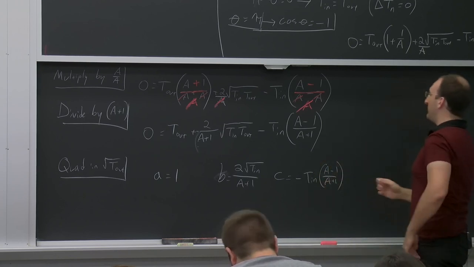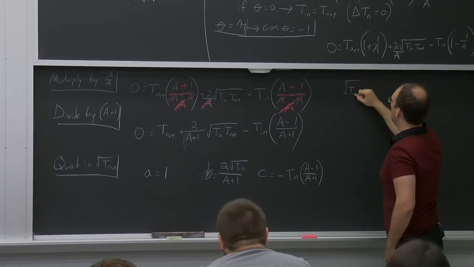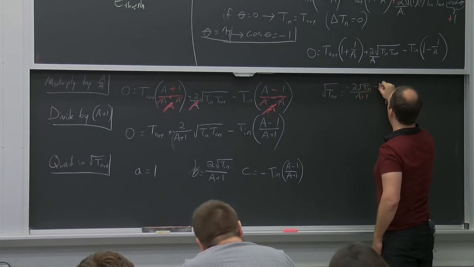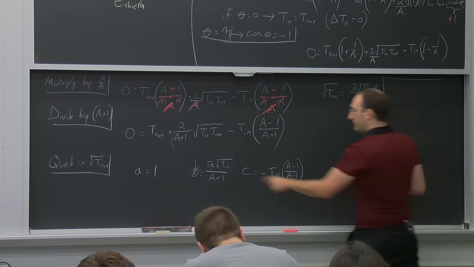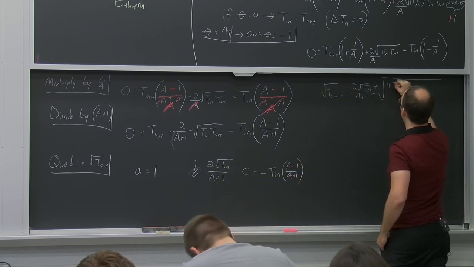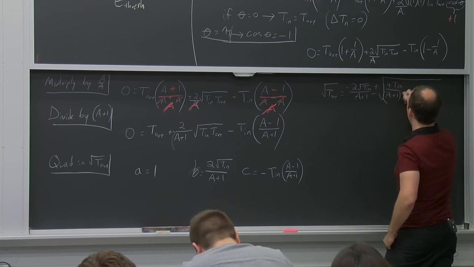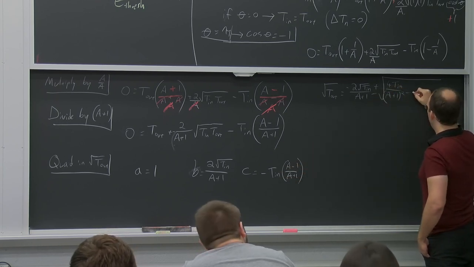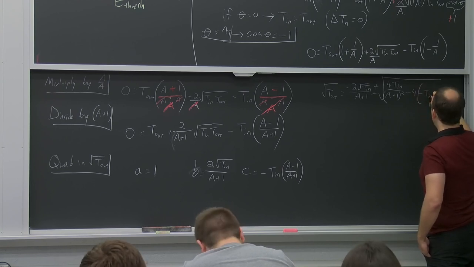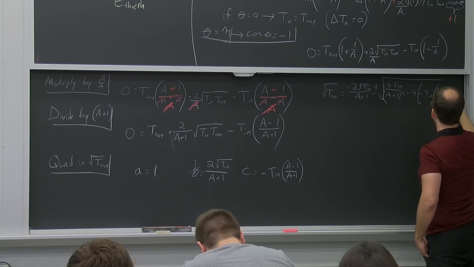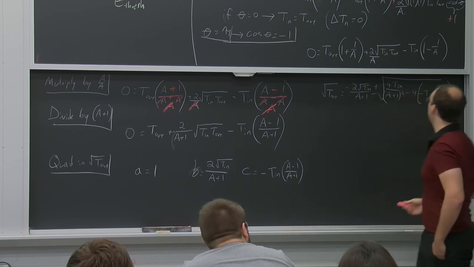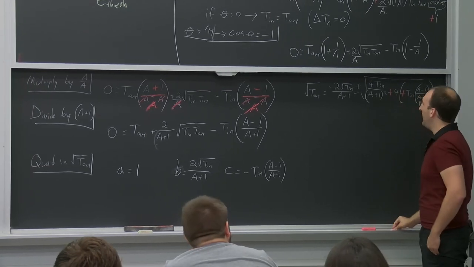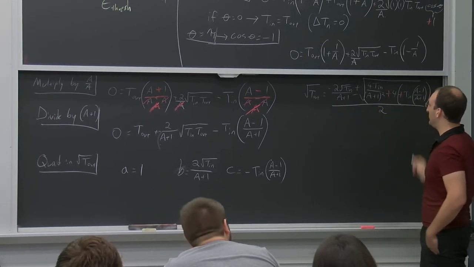OK. I'll do this up here. So then we can say root T out equals negative B plus or minus the square root of B squared. So that's 4T in over A plus 1 squared, minus 4 times A times C, so just minus 4 times C. So minus 4 times negative T in A minus 1 over A plus 1. So let's see what cancels. First of all, those minus signs cancel. And everything is over 2A, which is just 2.